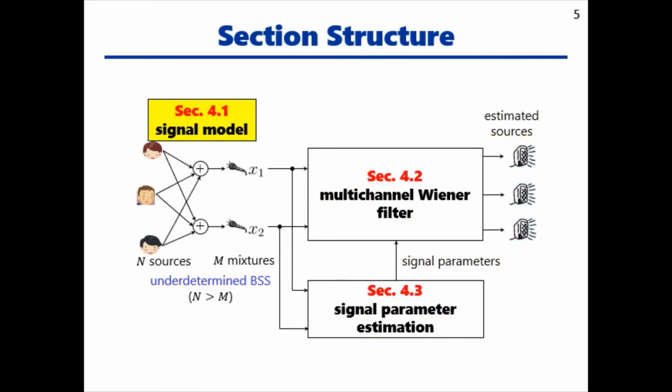This section is structured as follows. We first describe our signal model in section 4.1. Then we will describe the multi-channel Wiener filter for estimating the source signals in section 4.2. Finally, we will describe estimating signal parameters in section 4.3. So now we describe the signal model.